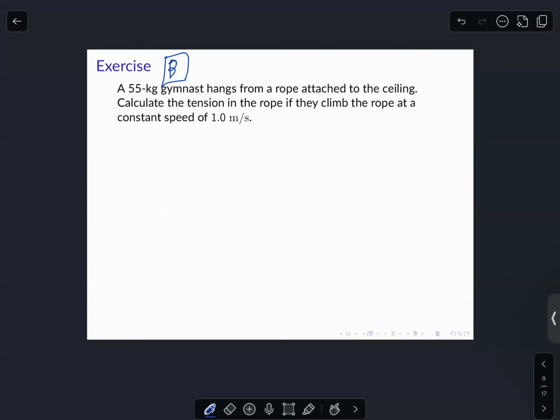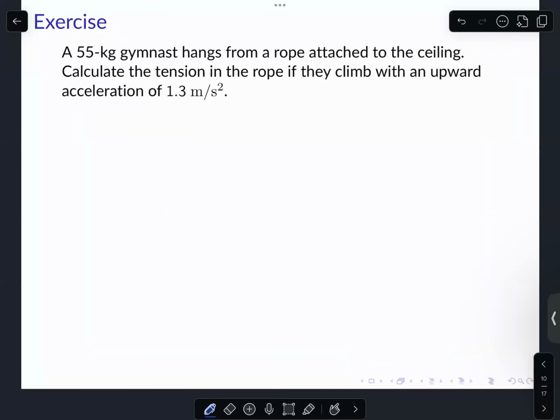Okay, let's do the next example. Same forces, but I'm going to change another thing. You can use the previous analysis, except one more thing changes. See if you can figure it out. Give it a shot.